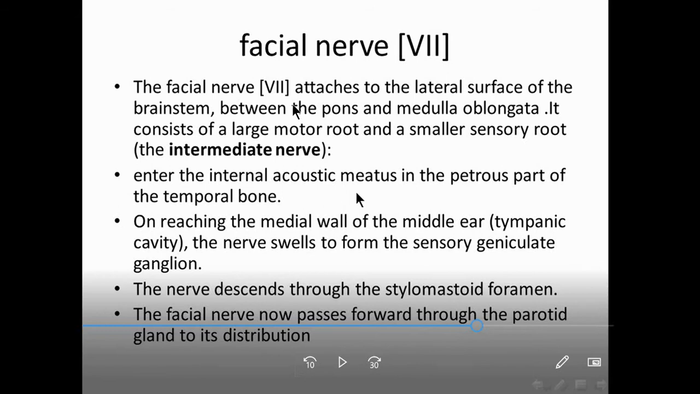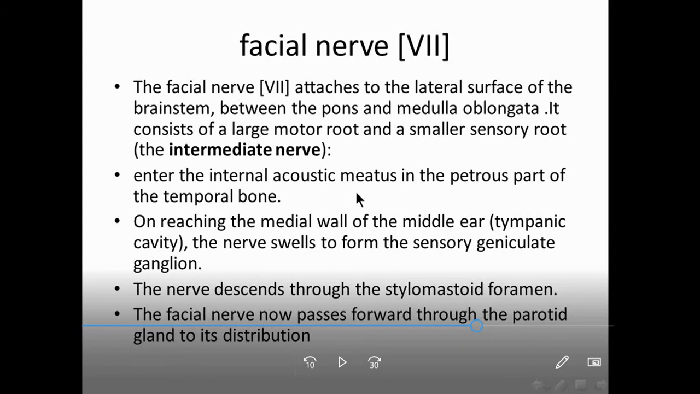The facial nerve, cranial nerve number 7. The facial nerve is attached to the lateral surface of the brainstem between the pons and medulla oblongata. It consists of a large motor root and a smaller sensory root called the intermediate nerve. It enters the internal acoustic meatus in the petrous part of the temporal bone, on reaching the medial wall of the middle ear, the tympanic cavity.